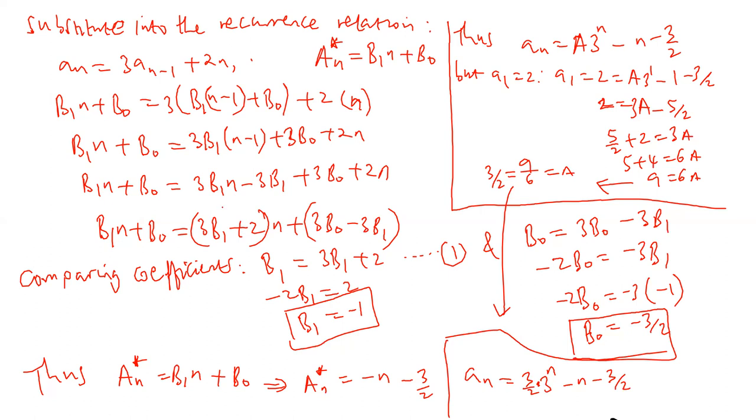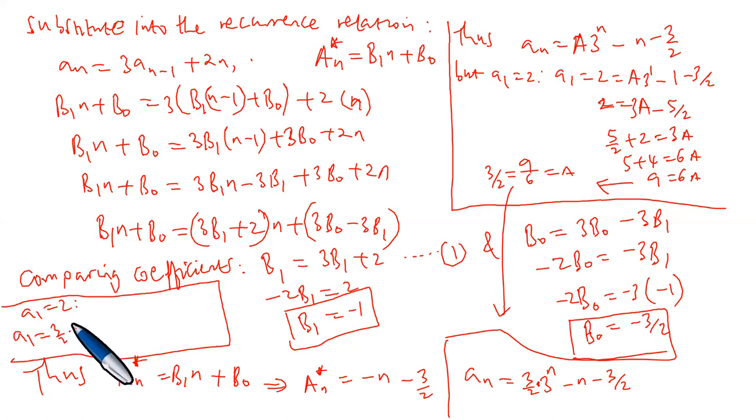Okay, I would have to test if this actually satisfies the initial condition. We know that A1 is 2. So if you plug it there, that would be A1 is 3 over 2, 3 to the 1 minus 1, minus 3 over 2. I'm expecting this result to become a 2. Is it a 2? Okay, you have 9 over 2 minus 5 over 2. What is 9 minus 5? It's 4 over 2, which is equal to 2. So it means A1 is 2. So yeah, this must be the solution to the original problem.